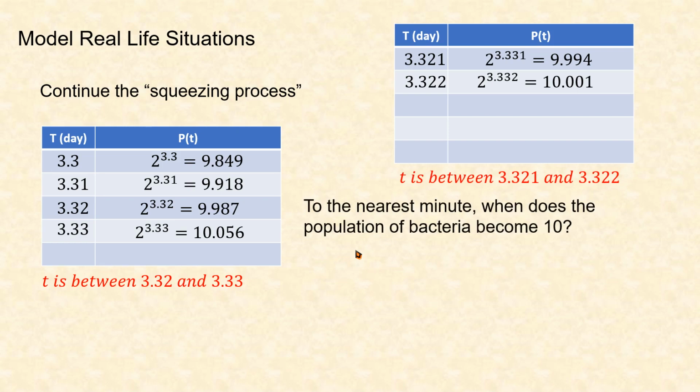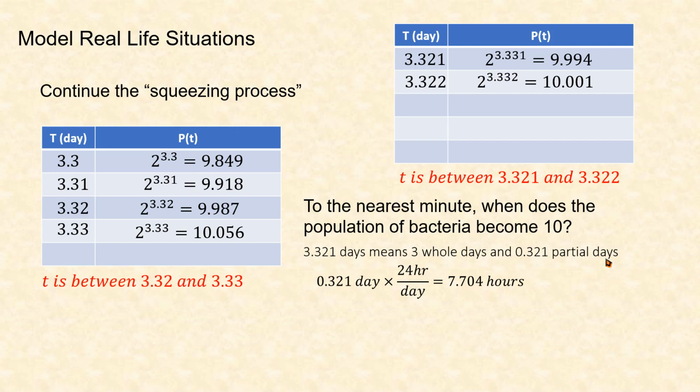Now they want this to be the nearest minute, how long it takes for it to become 10. Well, between these two numbers, I don't know which one is better, really. I'm going to take 3.321, and I'm going to convert that to how many days, hours and minutes. Okay, they want the nearest minute. So 3.321 days means 3 whole days. The first 3 is the whole, and the decimal part is the partial day. So I want to take the partial part and convert that to hours. I've got to multiply by 24 hours a day. This is how we convert. This is dimensional analysis. So you cancel the day with the day, take the decimal, and multiply by 24.